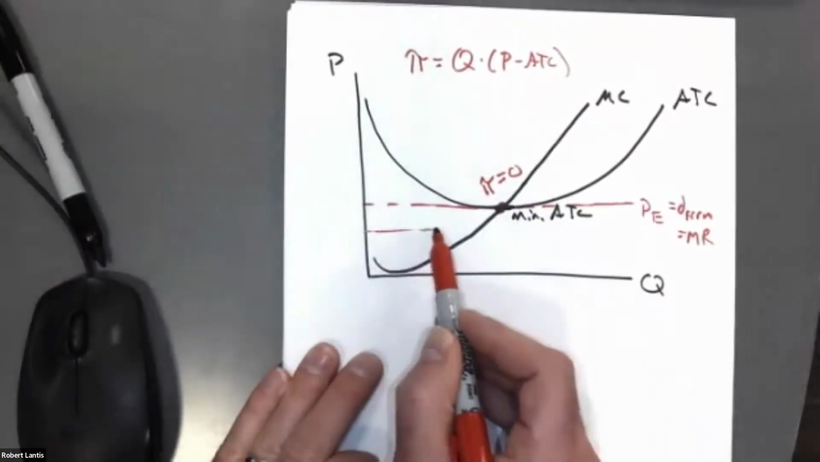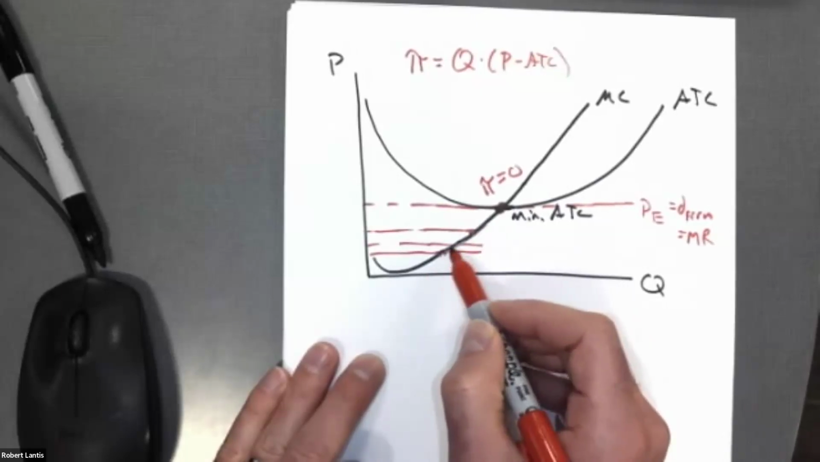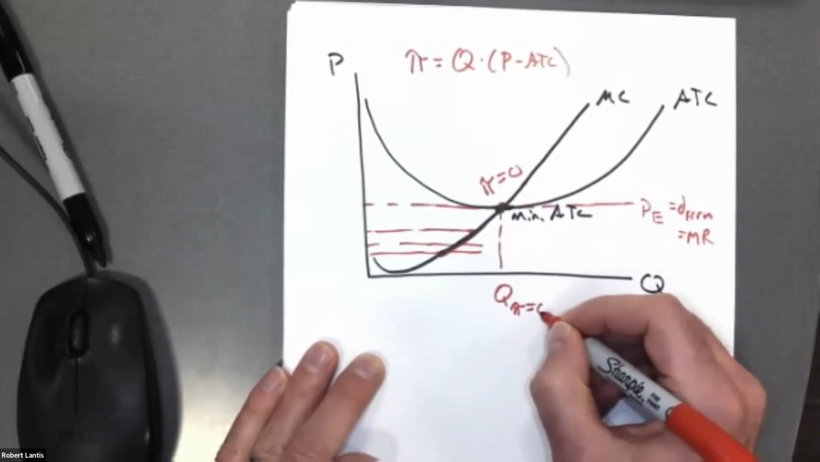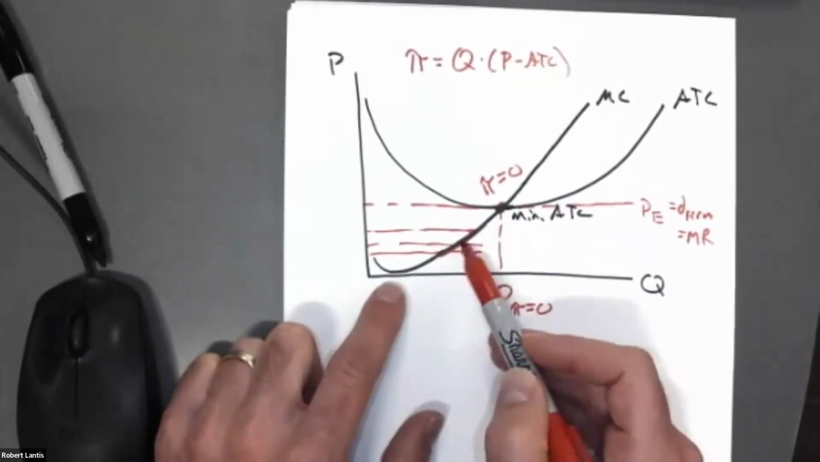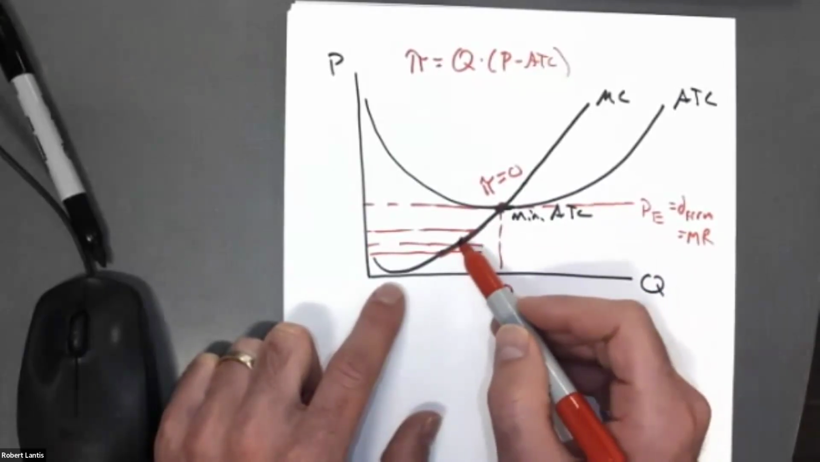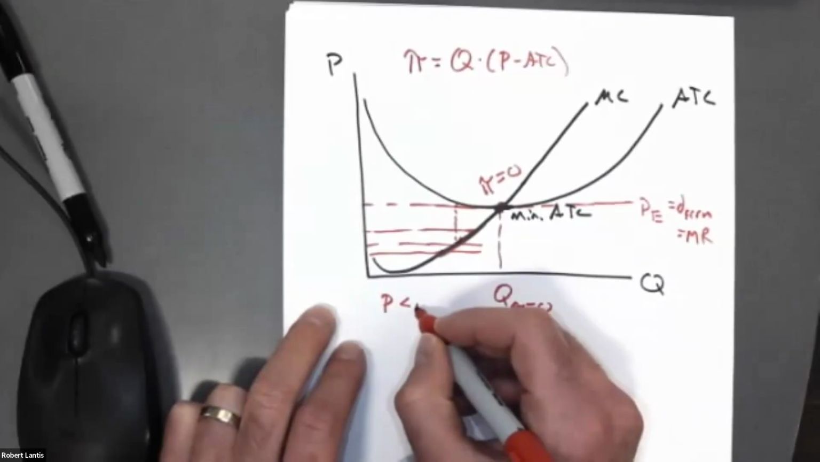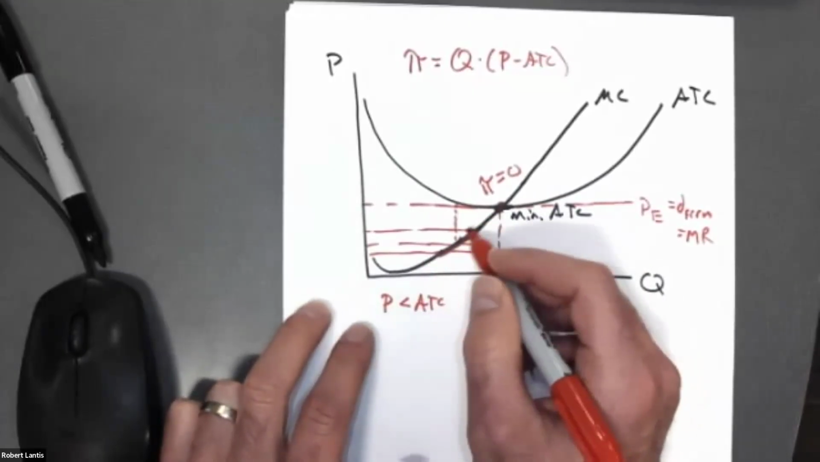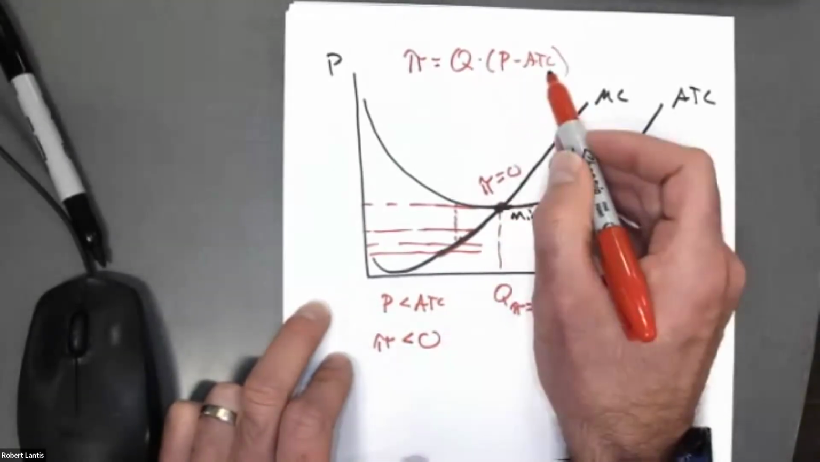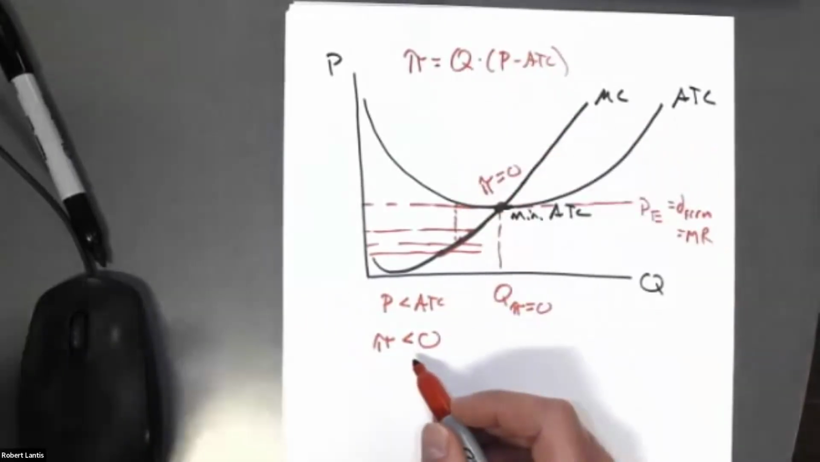Now, if the price ever falls below that minimum point of the average total cost curve, it's going to intersect my marginal cost somewhere down here, right? So this was the quantity where profits were equal to 0. Any price below that, my marginal revenue is going to hit my marginal cost down here, and that's going to be below my average total cost. So if my price is below my average total cost for any price in this range, what's going to be true about my profits? Well, if average total cost is larger, negative times a positive amount of production, I'd end up with negative profits.